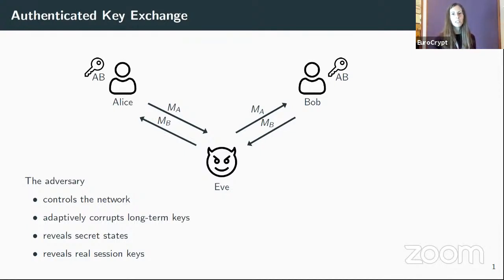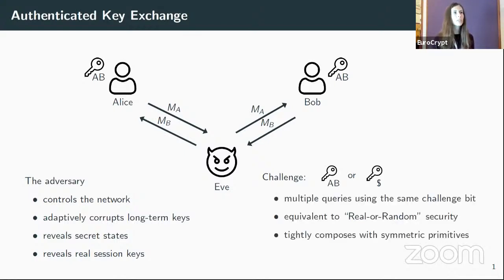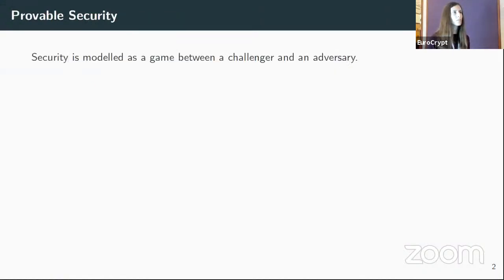Then we model security with a so-called challenge oracle. In this case, Eve wants to challenge the session between Alice and Bob, which means she gets either the real key or a random key, depending on a secret bit b. In our model, we have multiple of these challenge queries, which all use the same challenge bit. This is tightly equivalent to real-or-random security, which is mostly used in composition theorems, because as I said, we don't want to use AKE as a standalone primitive, but we want to compose it with a symmetric scheme.